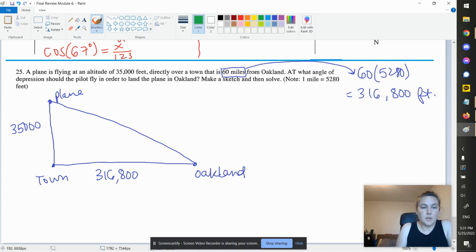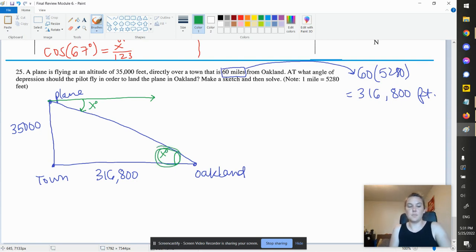When it asks for the angle of depression, it's not this angle. The angle of depression is saying the plane is flying straight, and I want it to kind of tilt down. I want it to look forward and then tilt down. That's my angle of depression. It's always equal to the angle of elevation. So we can think of it as solving for this one down here.